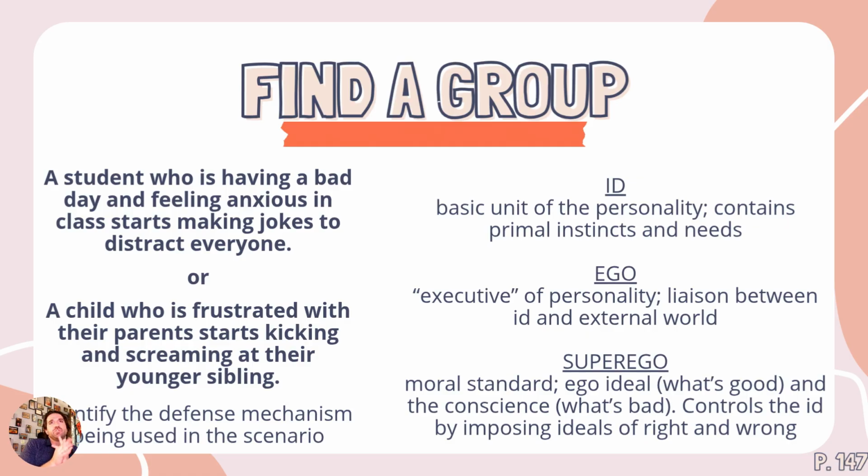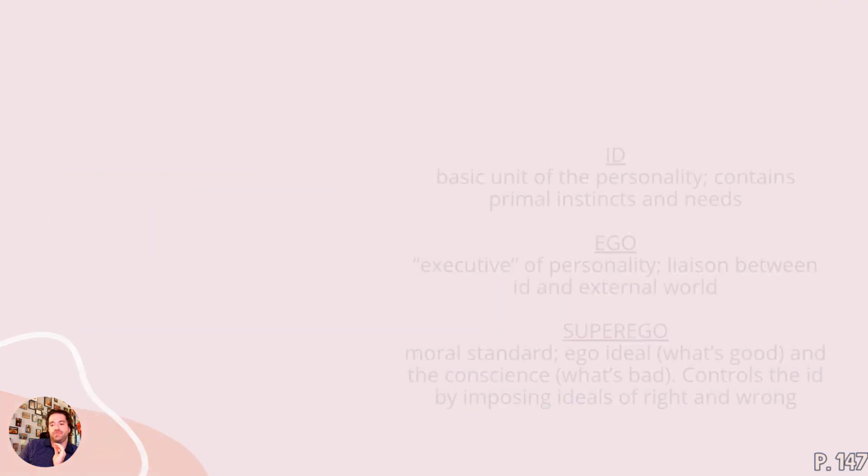So the student that makes jokes, this could be the id, this could be compensation, right? The student or the kid that kicks their younger sibling, again, this could be bringing home something. This can be displacement. So take a look at that. It does explain some very interesting things.